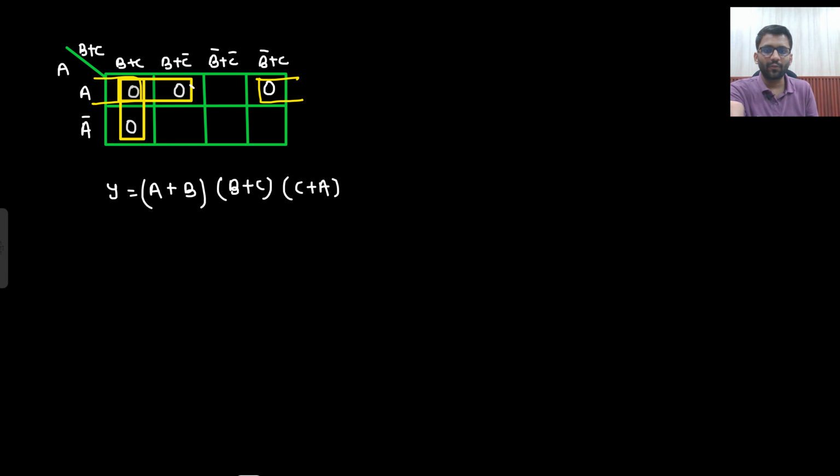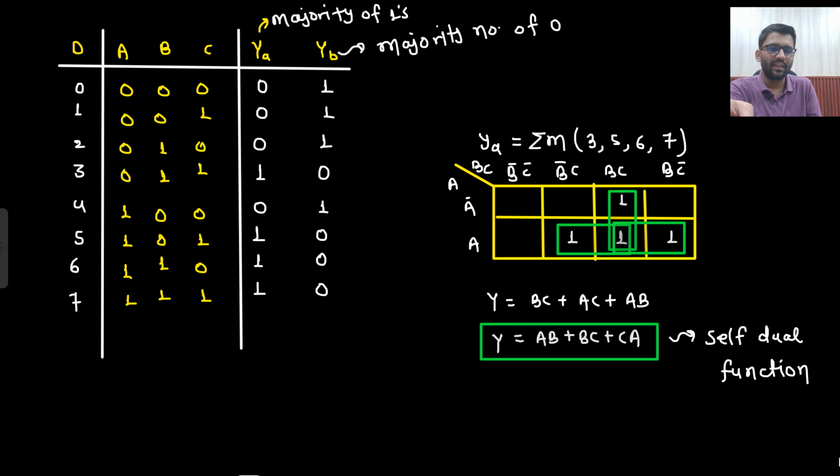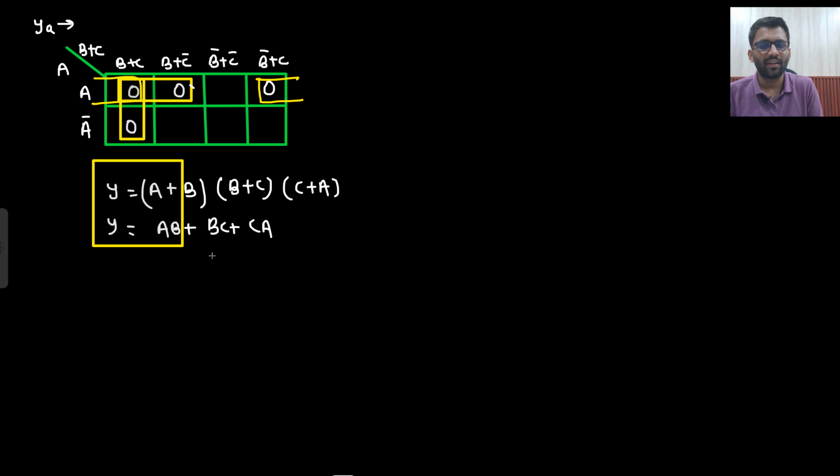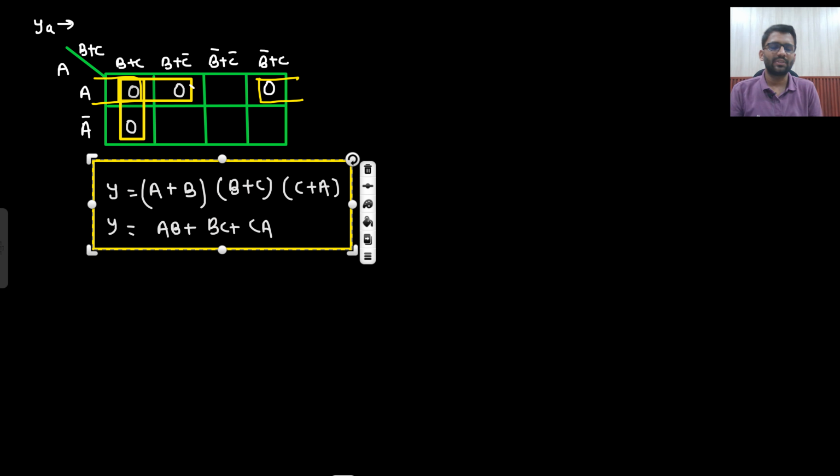I am again making it for YA only. This was for YA. This is also for YA only. So this is your YA. Again, this is your YA only. So YA has got two expressions till now. This one and this one. So will you be able to remember it? AB plus BC plus CA is equivalent to A plus B into B plus C into C plus A. Right?